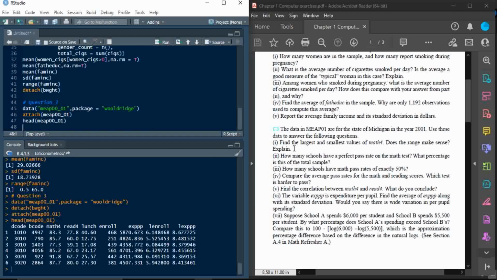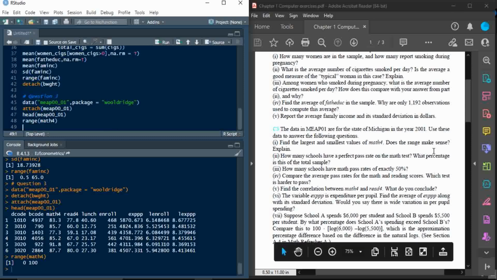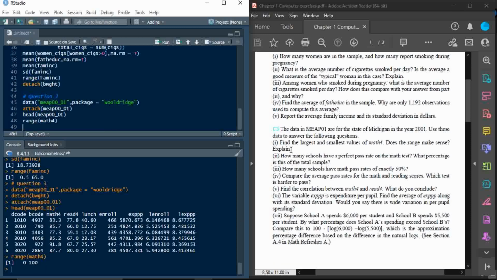Now let's look at the headings of this data set. The first part says find the largest and smallest values of math 4. The function is range. Some students are scoring 0 marks and some students are scoring 100 marks. Does the range make sense? I think it does not make sense, because some people are failing and some people are scoring 100% marks. So I think it's illogical. The same students in the same class are getting 0 marks, and some people are able to score 100 marks. So there must be a problem.